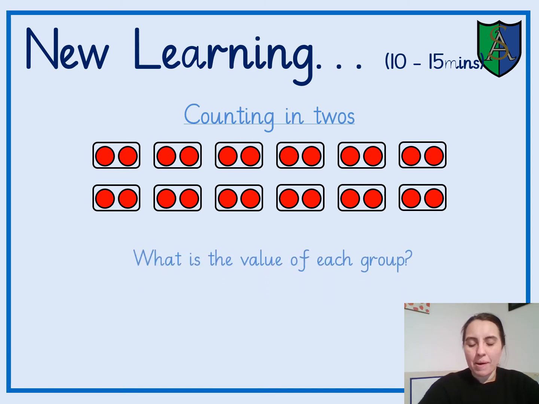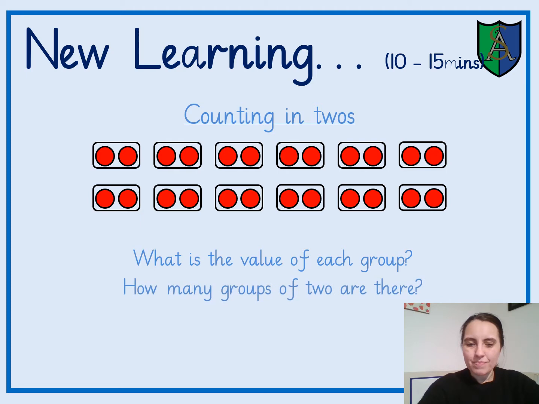Now let's think about these questions. What is the value of each of the groups? Inside each of the groups, how many dots are there? See if you can count them now. Excellent, well done if you said 2. The value of each group is 2. You try to say that.